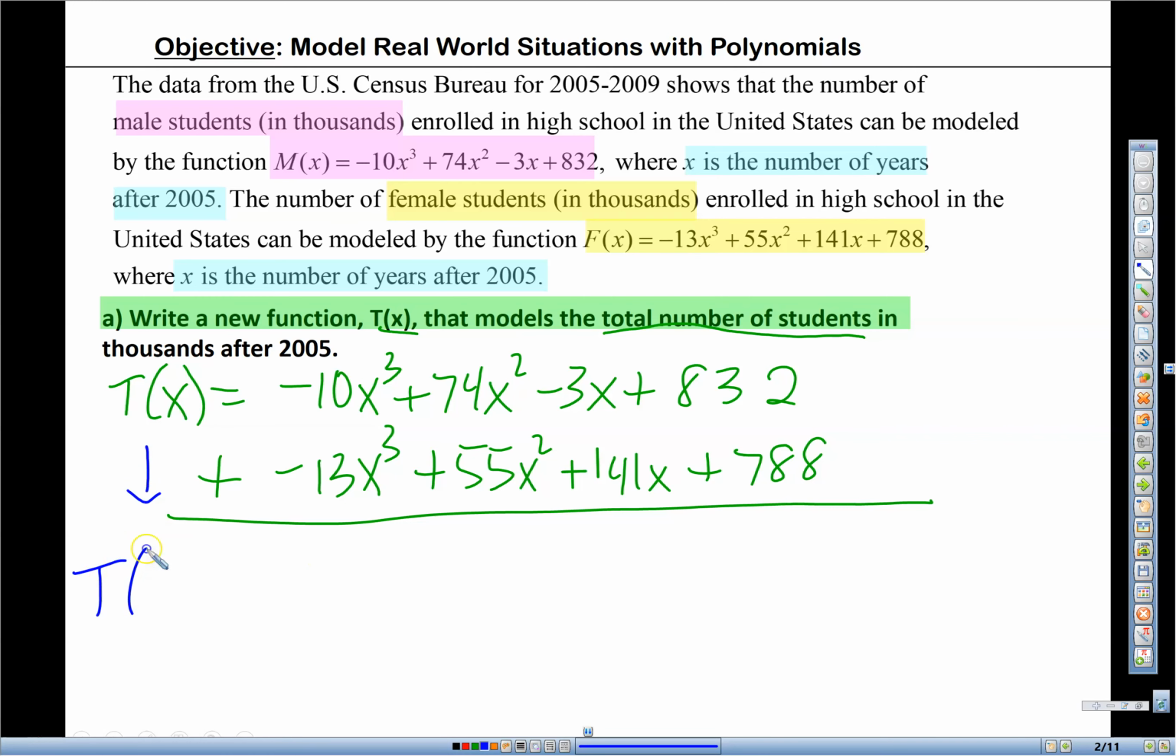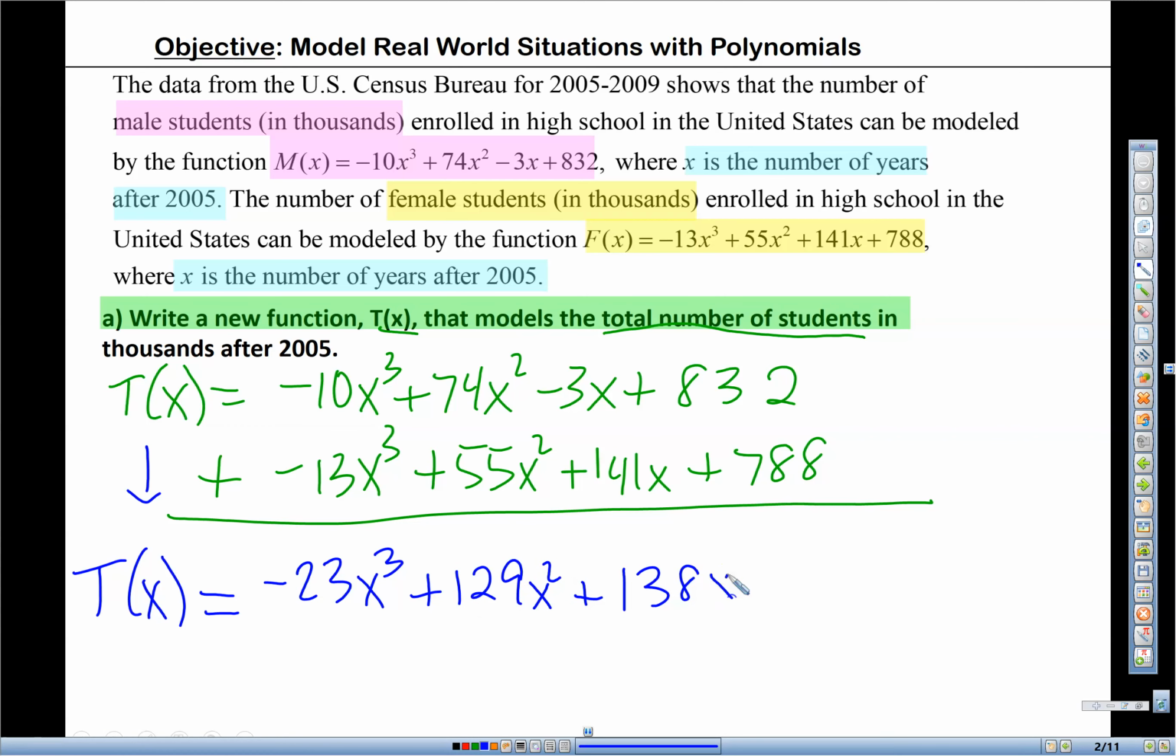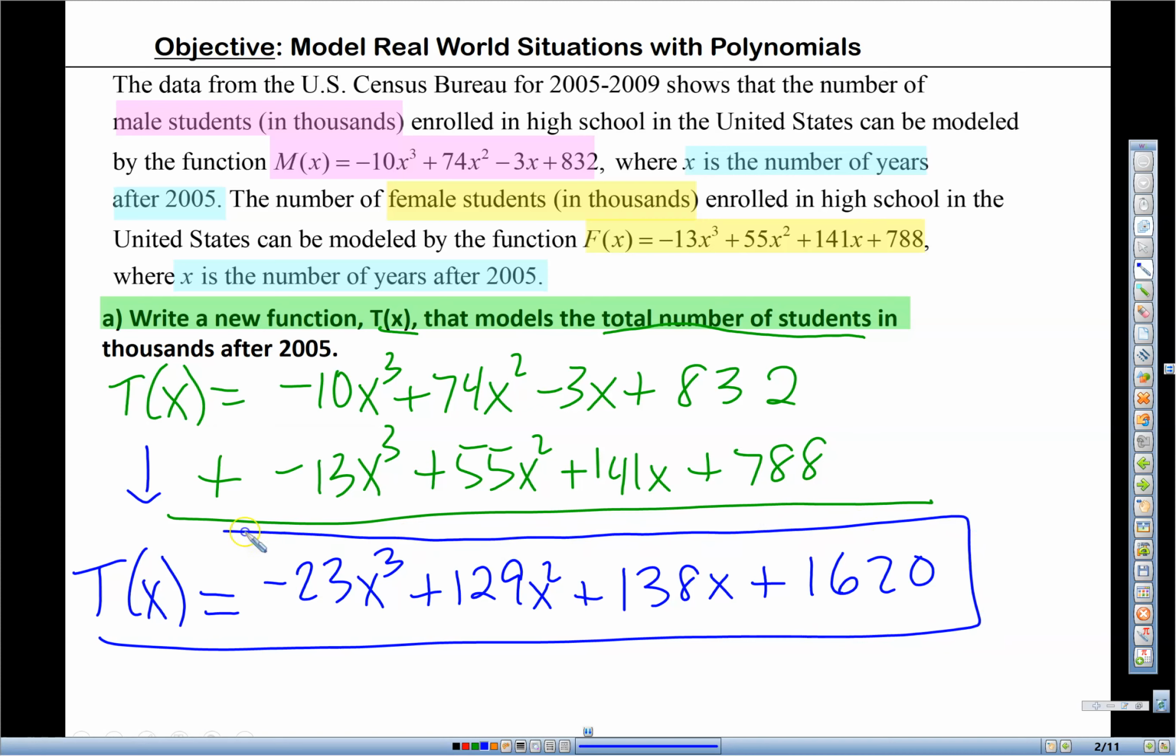So here we now add, and don't forget that your new function needs to start with t of x equals, or it's not a function. It doesn't have the name that's required. So this is going to give us negative 23x cubed plus 129x squared plus 138x plus 1,620. And there is our function that models the total number of students in this situation. All right, let's move on.